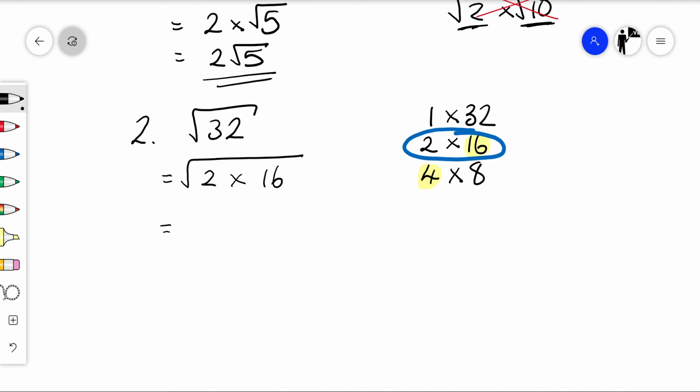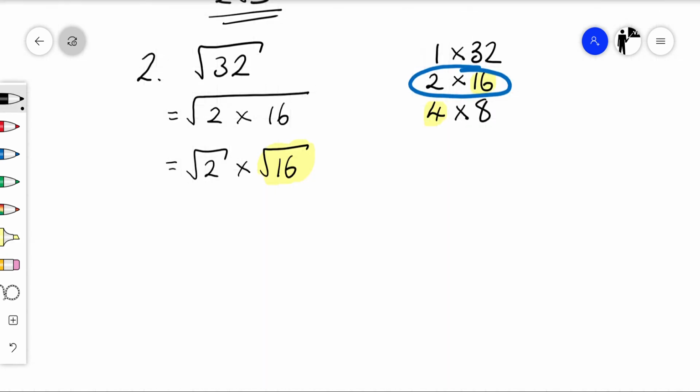We can split up our surd into root 2 times root 16. We do that because we know what the square root of 16 is. The square root of 16 is 4. So that's going to become root 2 times 4. So that's 4 lots of root 2, which is 4 root 2.